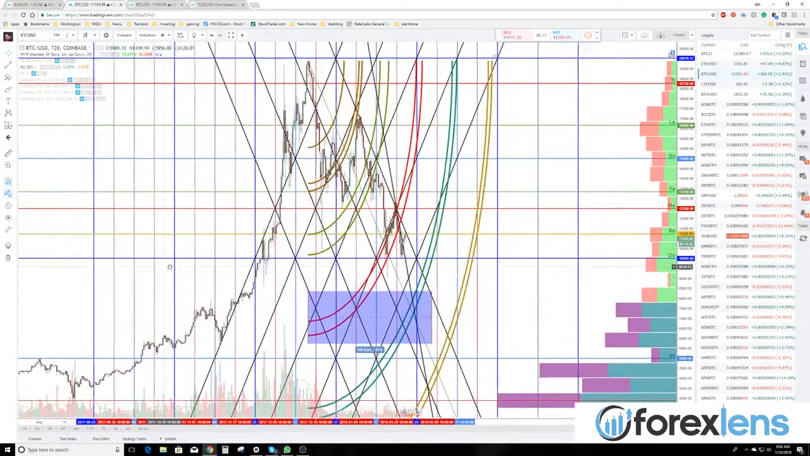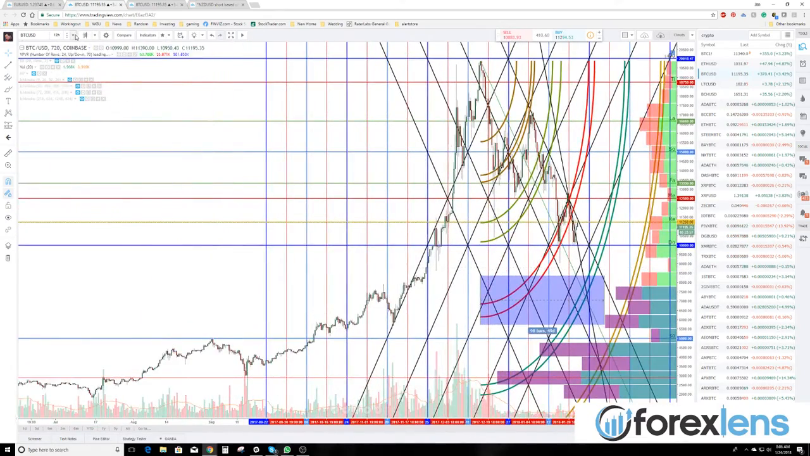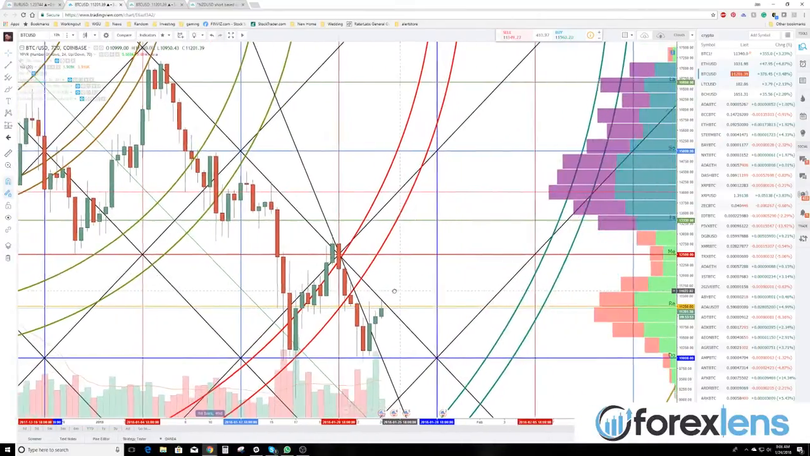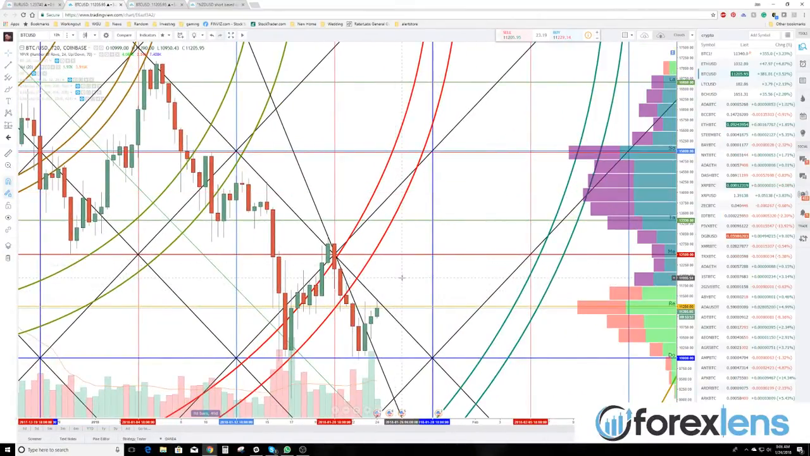We really need to break above the 13,330 area. We really need to break above that to get a nice double, not double, but we really need to see a break and a hold above here.